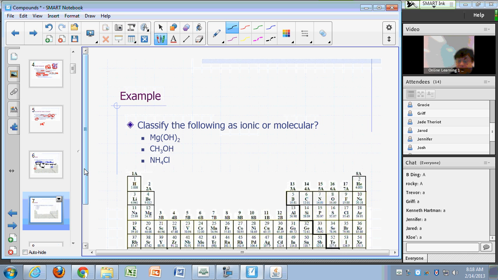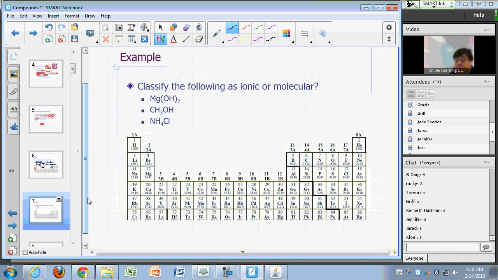Classify the following as ionic or molecular. First one, magnesium hydroxide. Is this ionic or molecular? Is it I or M? How would it be? Answers? Here's magnesium.